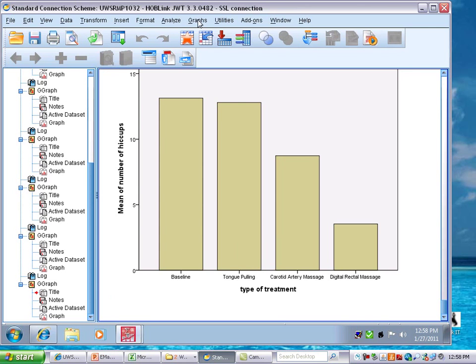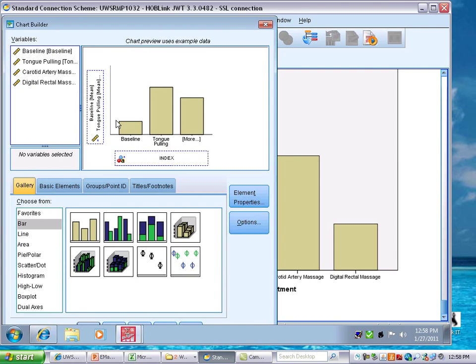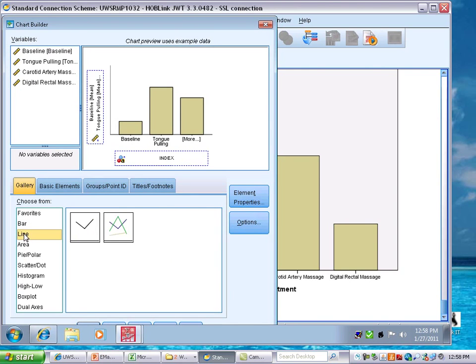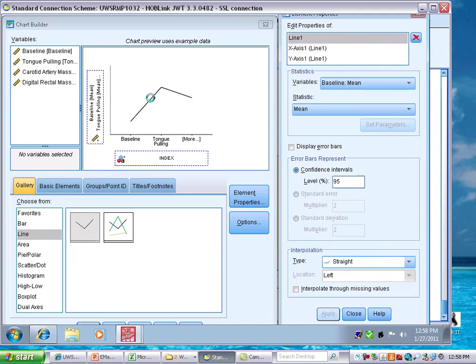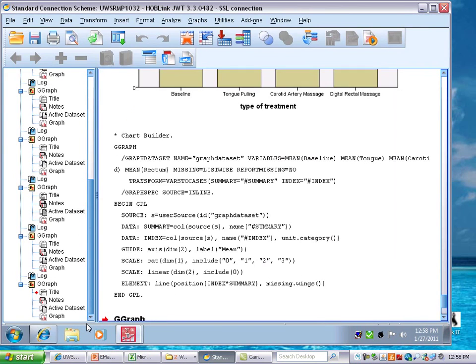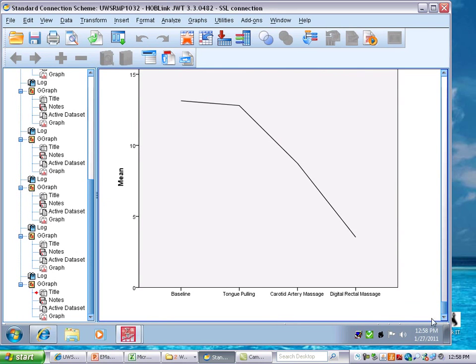Now let's go back into this chart builder, and the nice thing about chart builder is it remembers what we've done. I think I would like to go ahead and make a line chart instead. I'm going to pull this line chart up here, and I'm going to go ahead and look and see what I have when I use a line chart to represent the same data.